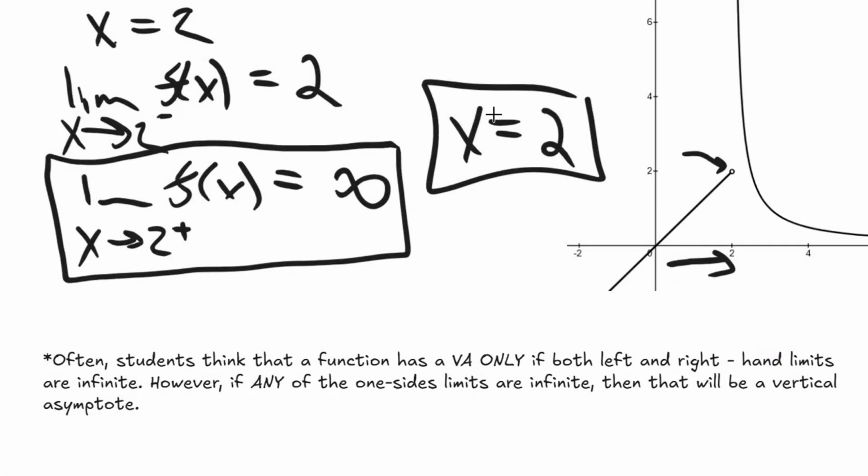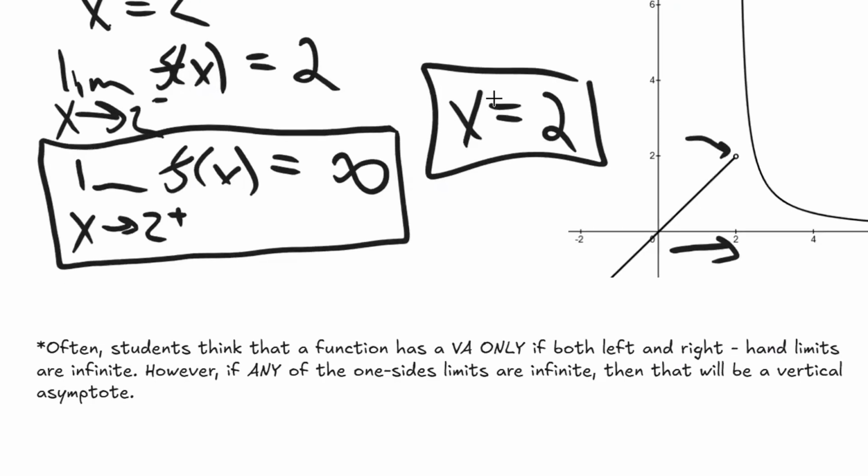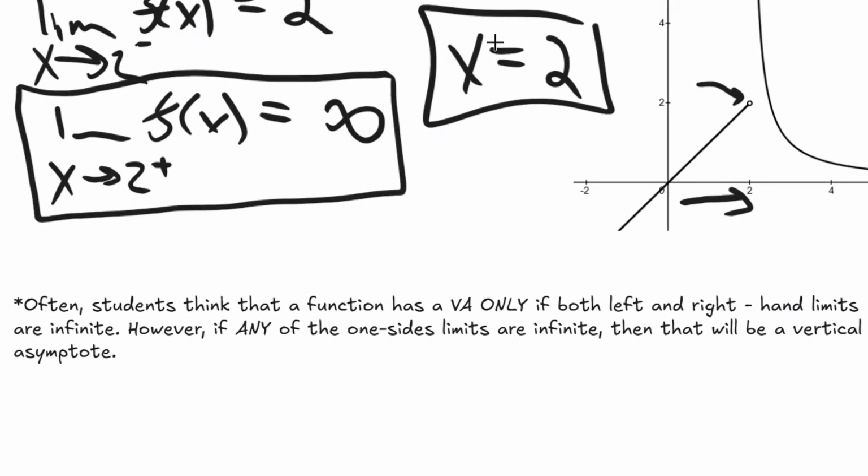And I bring this up because often students think that a function has a vertical asymptote only if both the left and right hand limits are infinite. However, if either of the one-sided limits are infinite, then there will be a vertical asymptote for the function. In fact, you can have a vertical asymptote that goes to positive infinity on one side and negative infinity on the other side of your c value.